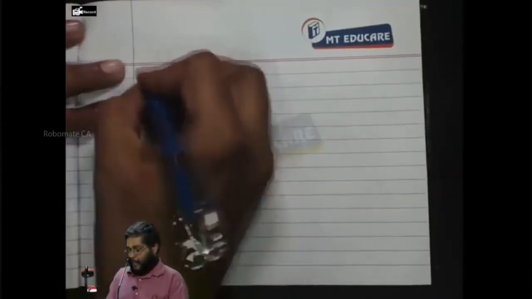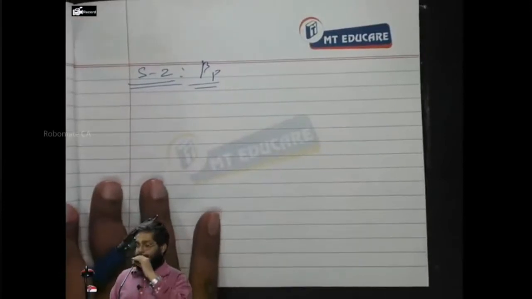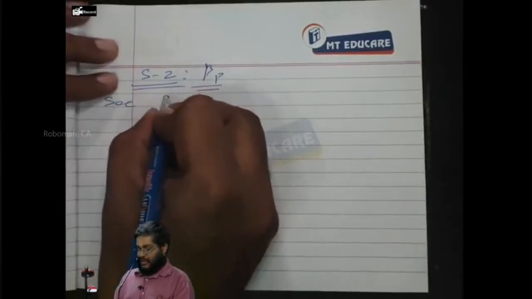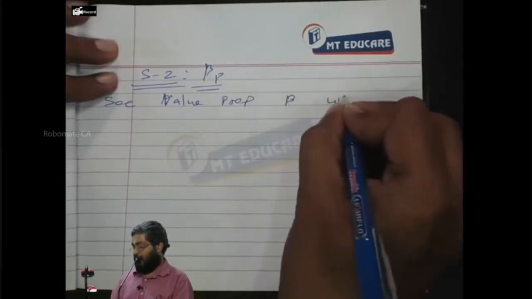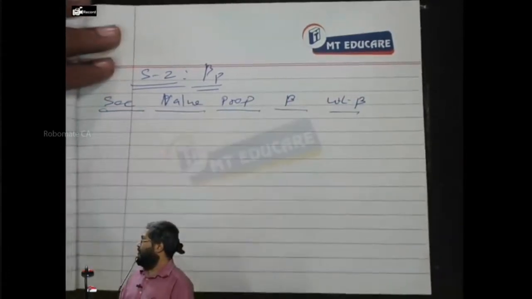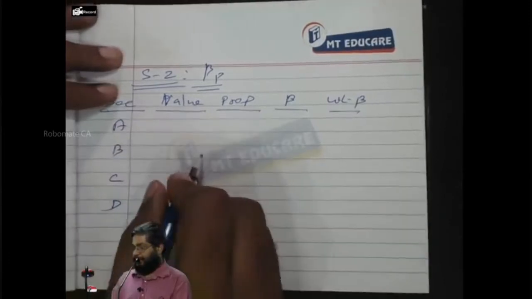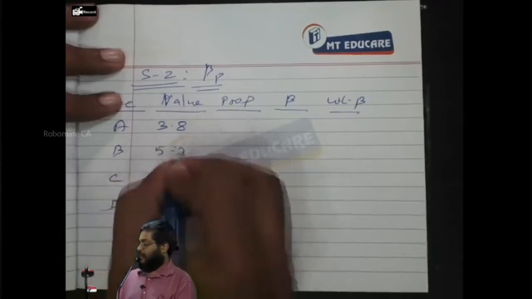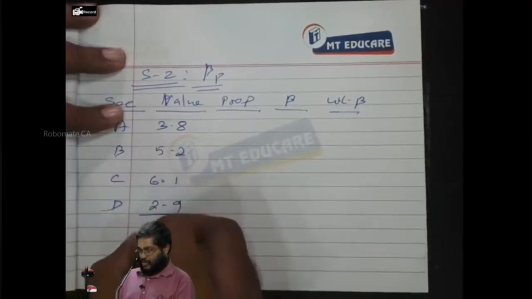Step 2 is portfolio beta, beta of portfolio. Same columns. What are the columns? Security, value, proportion, beta, and then weighted beta. Name the securities A, B, C, D. Value 3.8 million, 5.2 million, 6.1 million, 2.9 million, totals to 18.